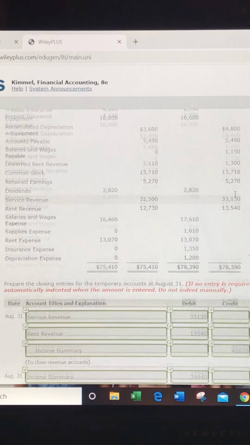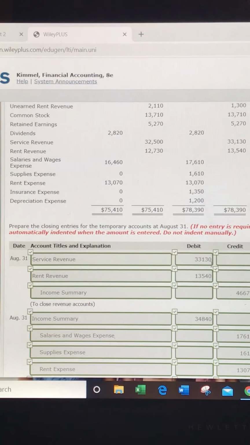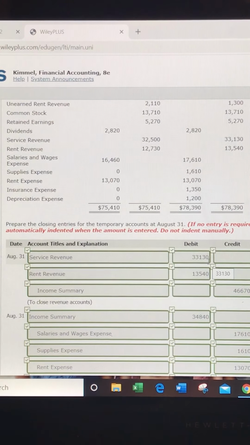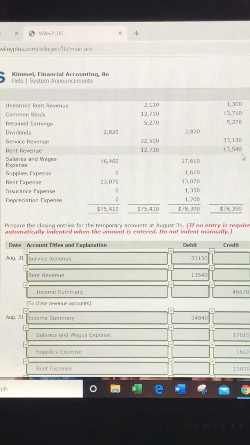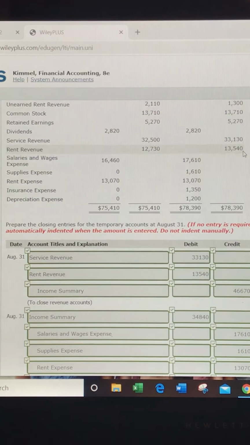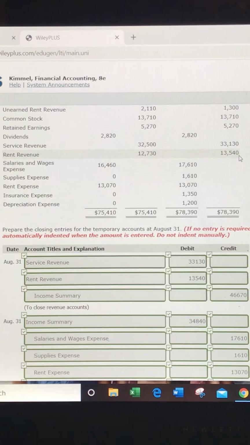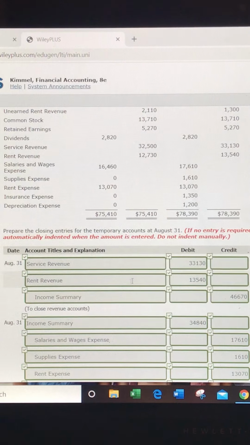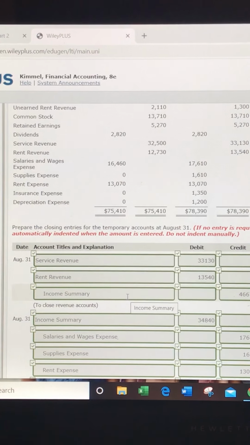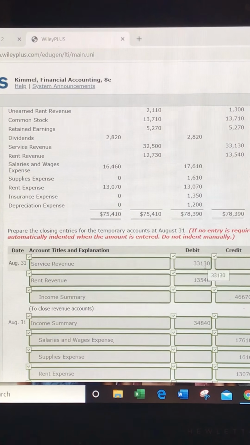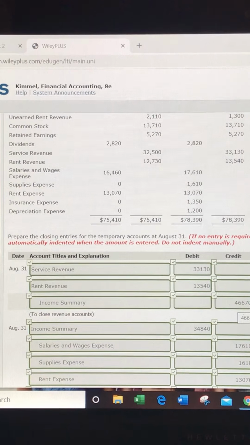Our service revenue, which is a credit account, we need to debit to zero it out, $33,130. We'll need to debit our rent revenue for $13,540. We will close these accounts out into our income summary. So we've totaled these two numbers to get our number here of $46,670.